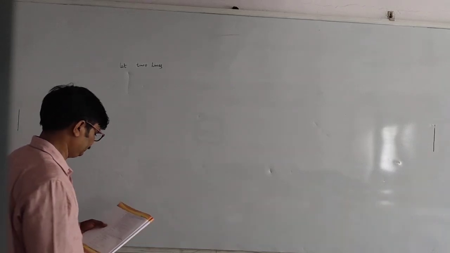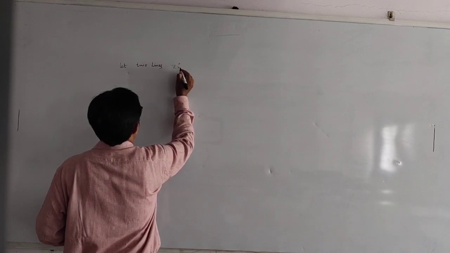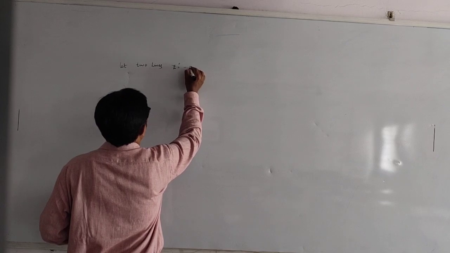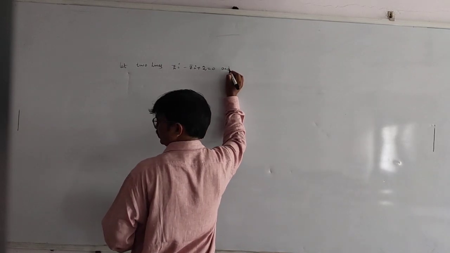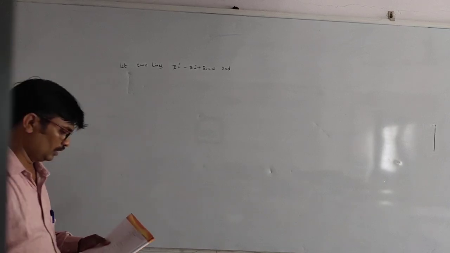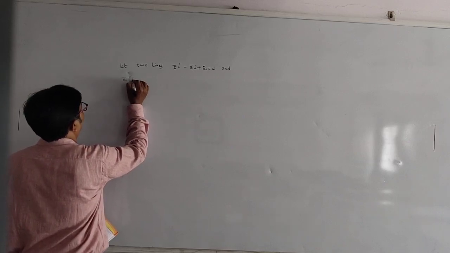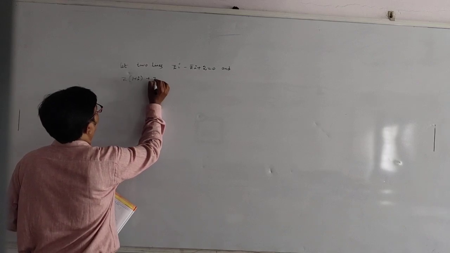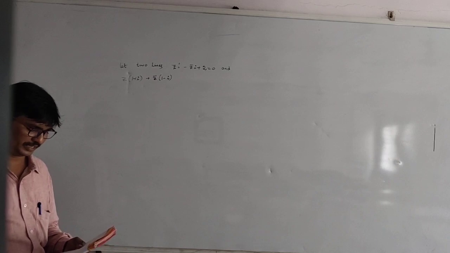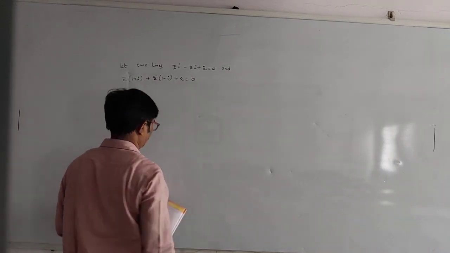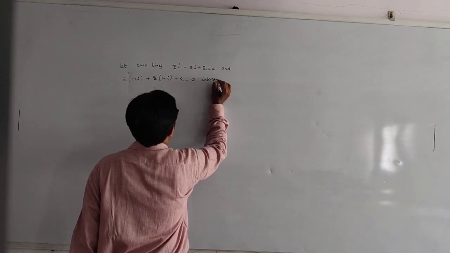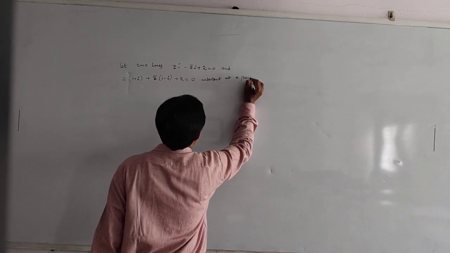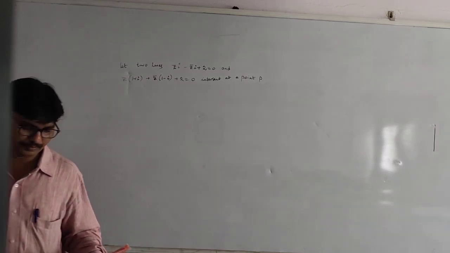If the two lines Zi minus z bar i plus 2 equal to 0, and z into 1 plus i plus z bar into 1 minus i plus 2 equal to 0, intersect at a point P.